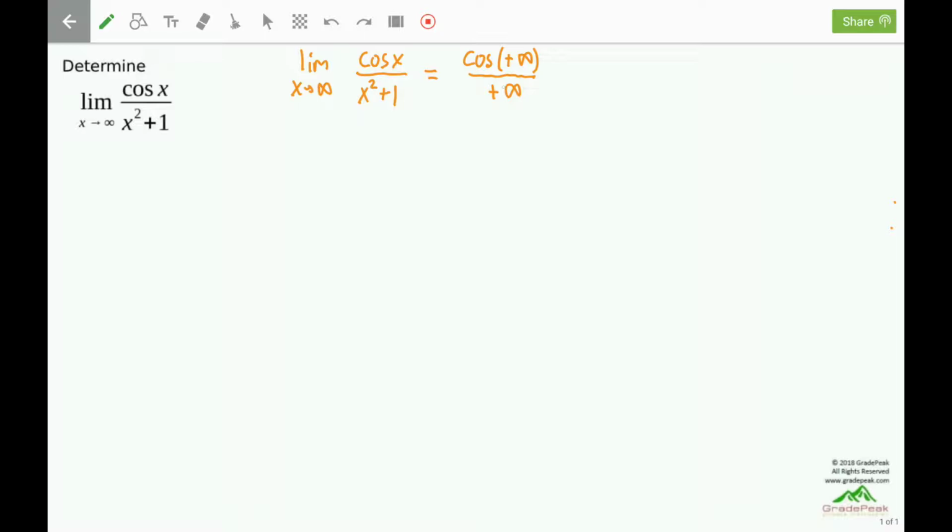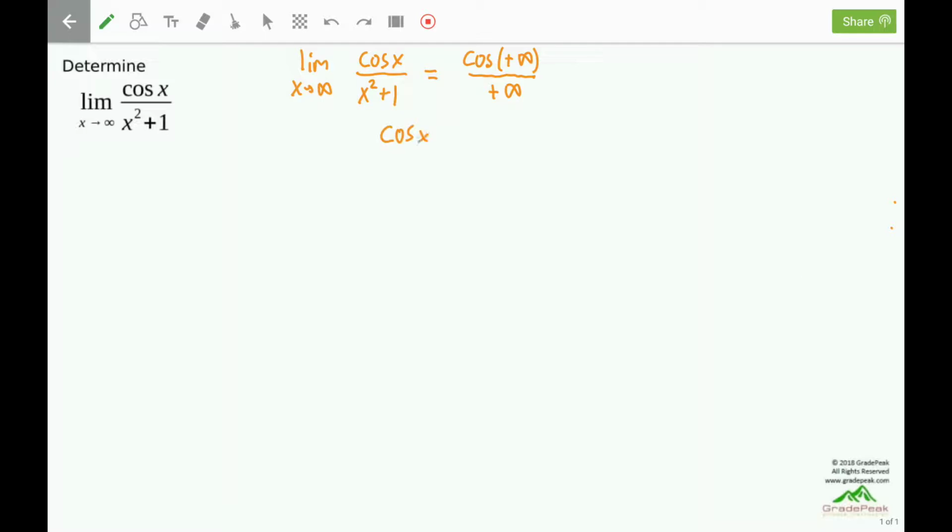The cosine of positive infinity is indeterminate due to oscillation, but it will remain finite, somewhere between -1 and +1, because of cosine. And since it's being divided by an infinity, this will have a definite limit and can be determined using the squeeze theorem.